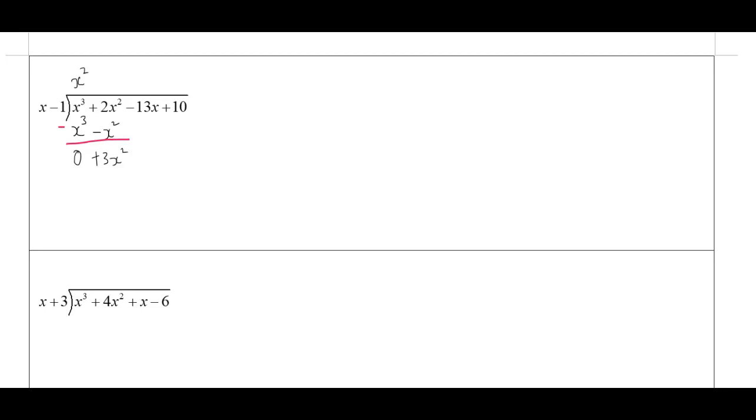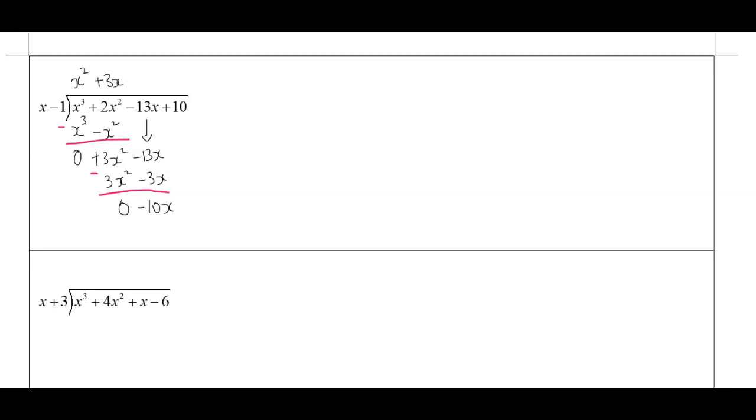So 3x squared divided by x gives us 3x. And then multiplying that through gives us 3x squared minus 3x. And don't forget we've got to bring that negative 13x down. All right, so we're going to just subtract those terms. 3x squared minus 3x squared gives us 0. Negative 13x minus negative, so plus 3x, is going to be minus 10x. And then we start the process again.